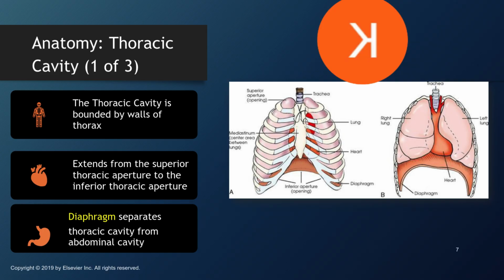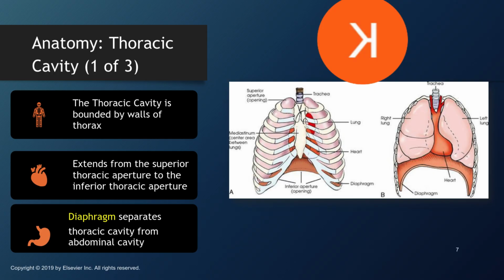Anatomy of the thoracic cavity. The thoracic cavity is bounded by walls of thorax. It extends from the superior thoracic aperture to the inferior thoracic aperture. The diaphragm separates thoracic cavity from abdominal cavity. So if you guys can see the picture that's labeled A, we can see the superior aperture opening, the trachea, the mediastinum, which is the center between the lungs, heart, the diaphragm, and the inferior aperture opening.